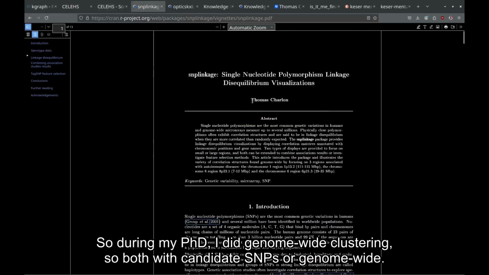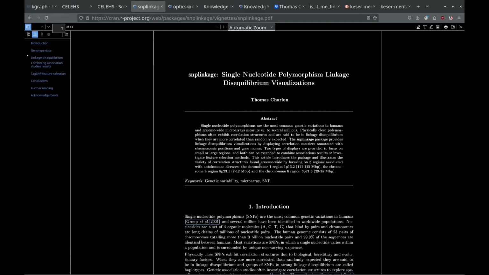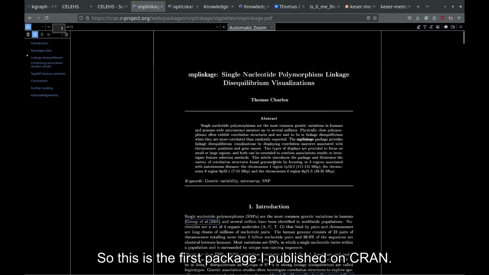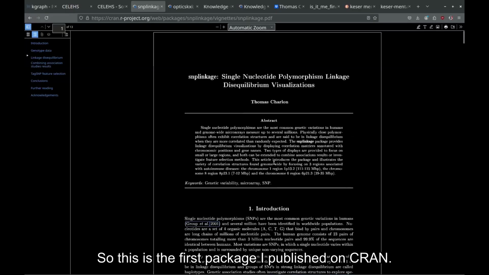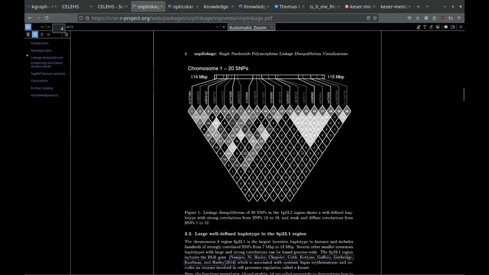So during my PhD, I did genome-wide clustering, so both with candidate SNPs or genome-wide. The idea is that systemic autoimmune diseases are diseases that have overlap in symptoms and difficult diagnosis. So the idea was to reclassify based on molecular features such as genetics, SNPs, RNA-seq. So this is the first package I published on CRAN. It's useful for GWAS kind of analysis.